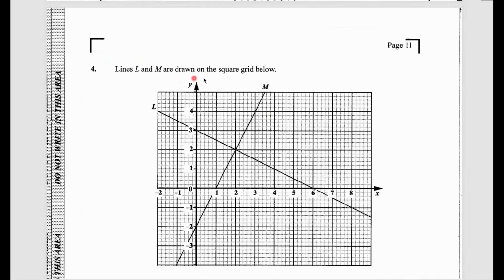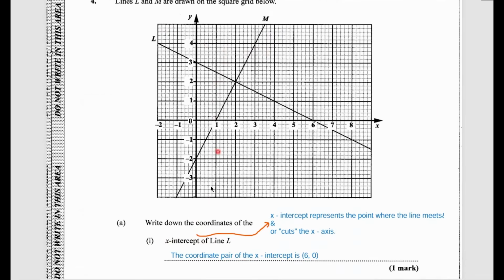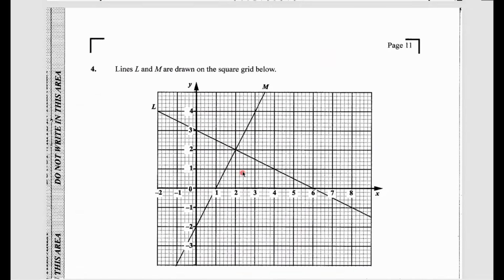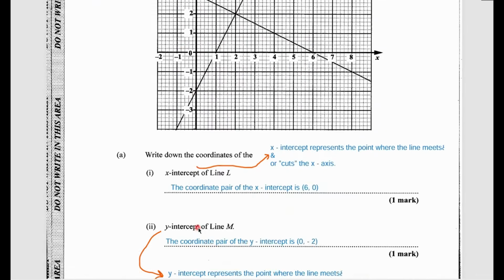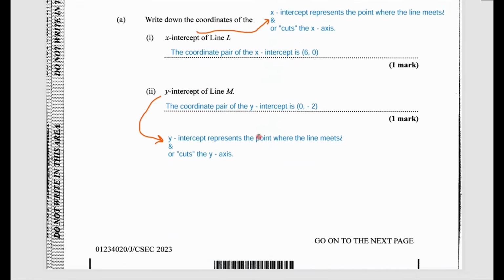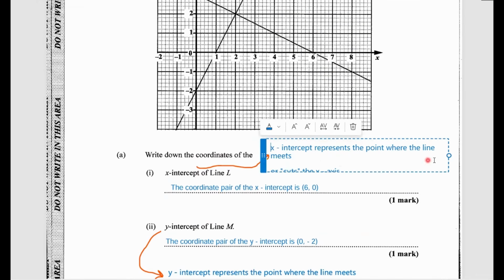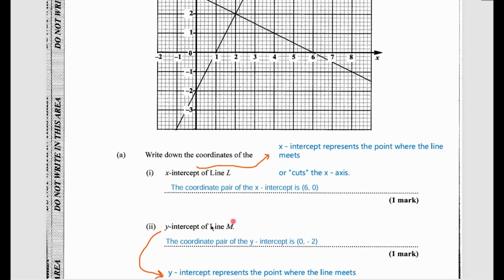Question 4, lines L and M are drawn on a square grid. Write down the coordinates of the x-intercept. So the x-intercept of L is where it cuts the x-axis, that'll be what, 6, 0? That's here. Okay. Well, y-intercept of line M, that's where the line cuts the y-axis, that's what? 0, minus 2, that's here. All right, 0, minus 2. And I could make these pointers just a little neater.